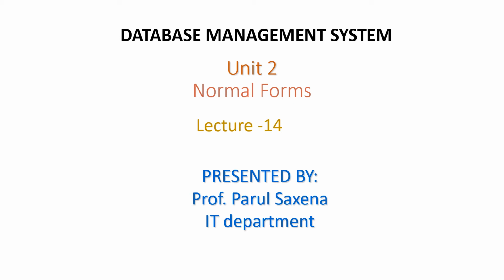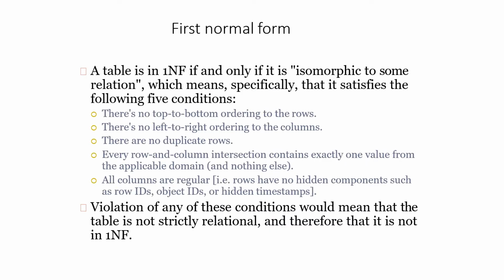Hello students, today we will study normal forms, continued from the previous lecture. So we have already studied first normal form. These are the conditions that should be satisfied: there should not be any duplicate rows, and there should not be more than one value in one column, one field.